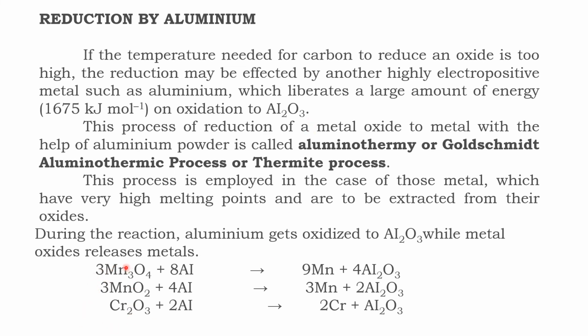Metals like manganese, chromium, etc. are extracted with aluminium to form the corresponding metal and aluminium oxides. As I told you earlier, different reduction processes are carried out to convert the corresponding metal oxides or hydroxides to the corresponding metal in the crude form. So for different metals, we are using different reducing agents. So this is the aluminothermic process.